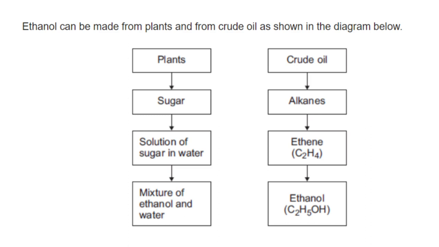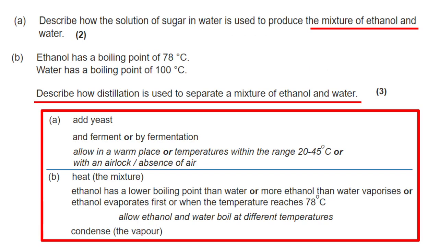And here's a real life exam question asking you to compare from the flow diagram, which is better: crude oil, alkanes, which are then cracked to alkenes, which are then hydrated to ethanol, or fermentation of plants, the old school way. So describe how the solution of sugar and water is used to produce the mixture of ethanol. You would say you add yeast and it's called fermentation. And also maybe you could mention the absence of oxygen. It is anaerobic respiration and a temperature range of around room temperature.